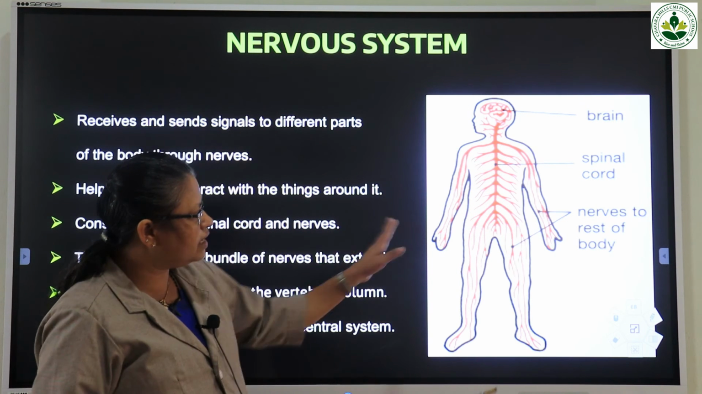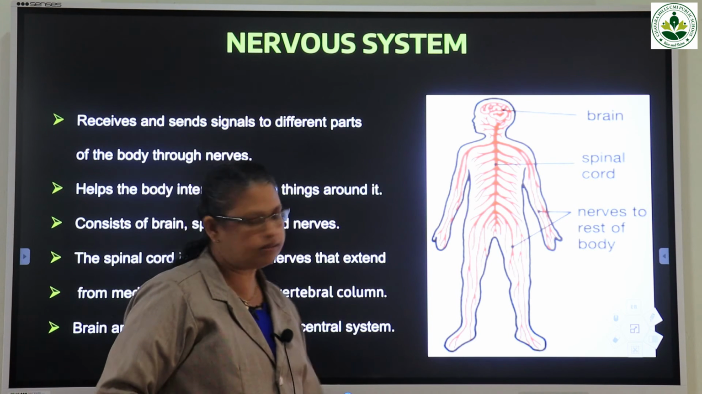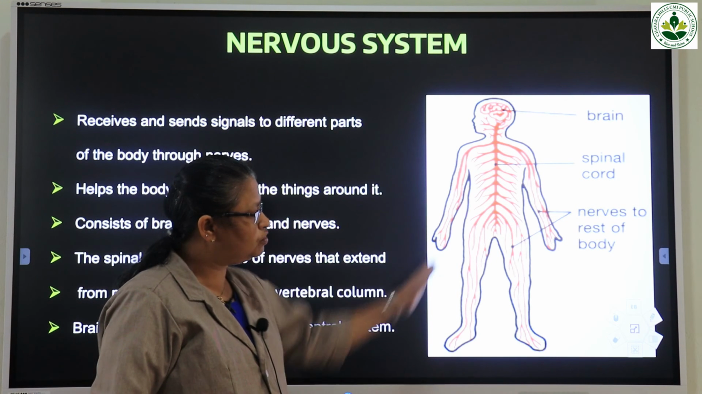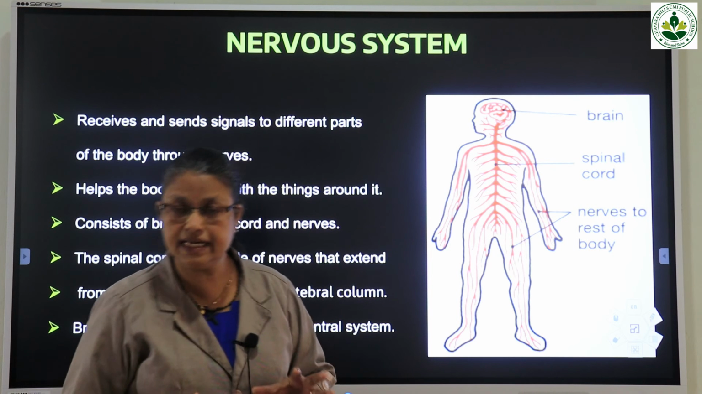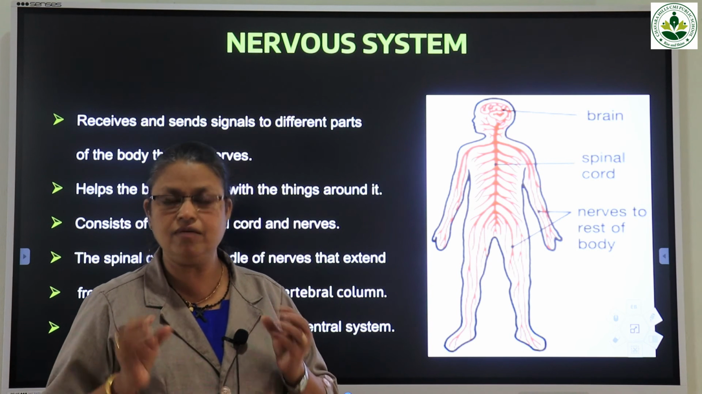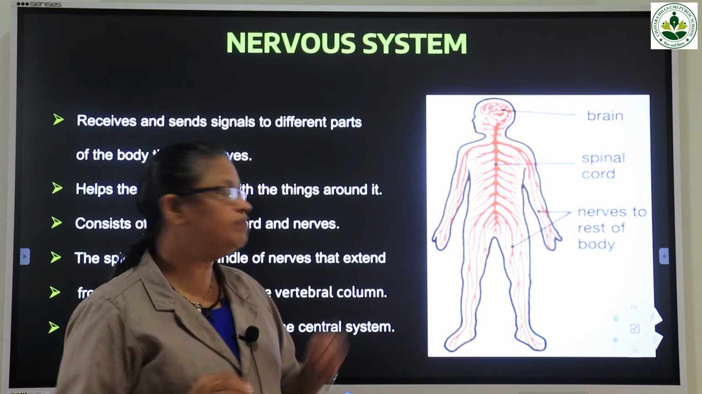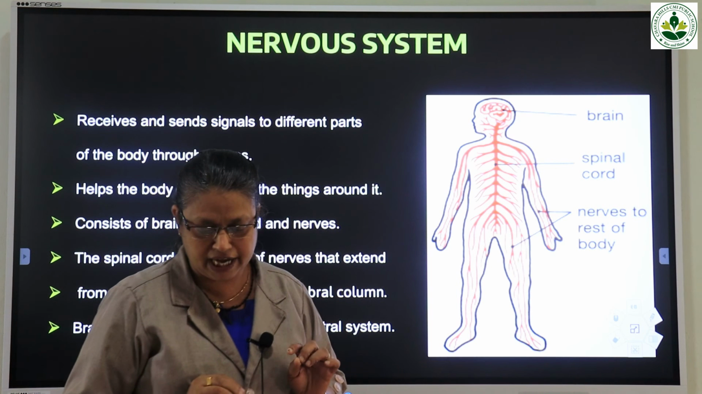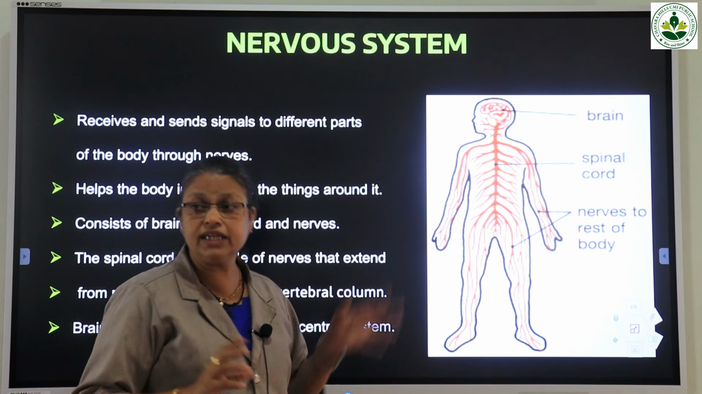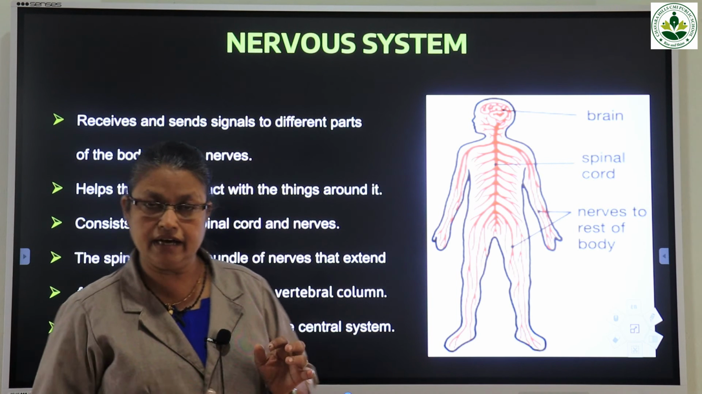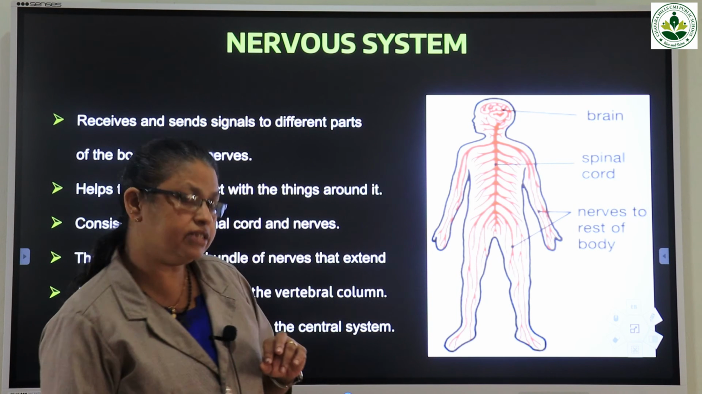Okay. The spinal cord and the nerves send messages to all the parts of the body. The brain sends messages and instructions to the body parts, and that is carried by the spinal cord and the nerves. Okay. The brain and the spinal cord together are known as the central nervous system. Okay. Once again I will tell.